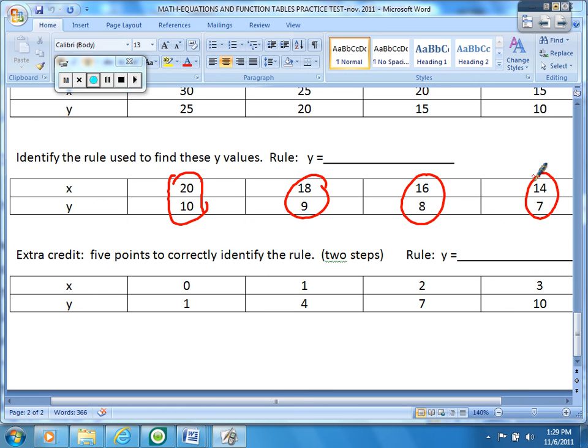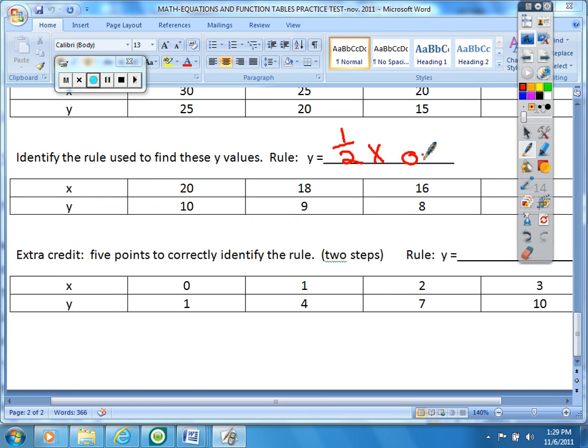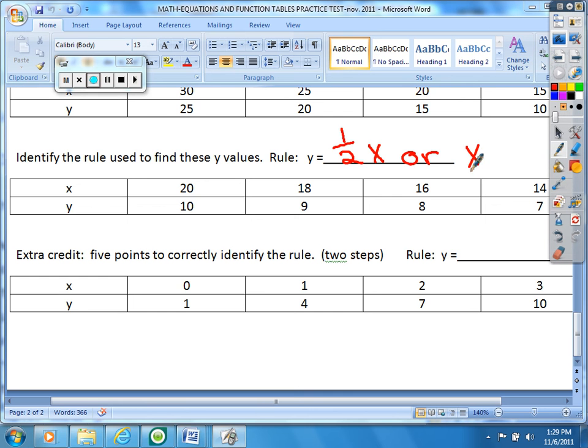Well, I can't just do this. I can't write y equals 2 into x. That's not appropriate. But I can do it a couple other ways. I can say that y is 1/2 of x. That's appropriate. Or I could say that y is x divided by 2. So either one of those would be fine.